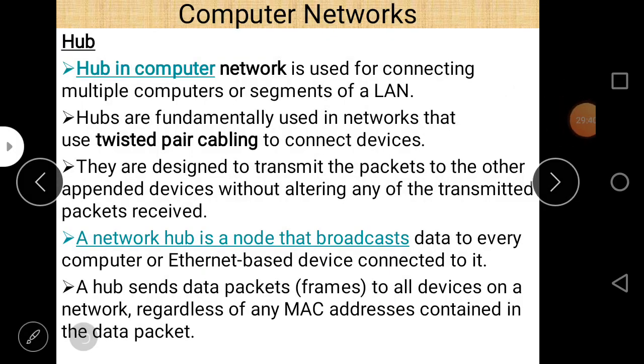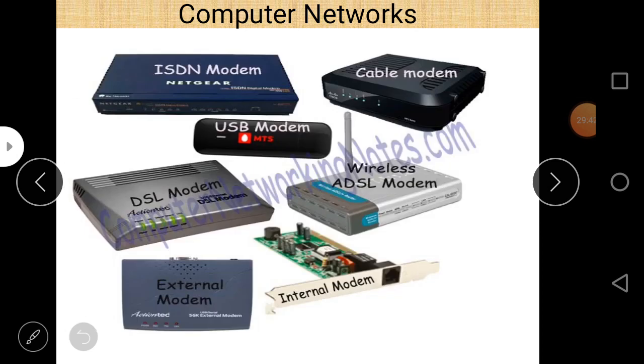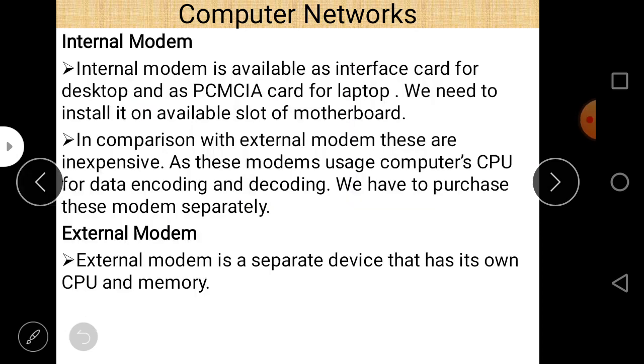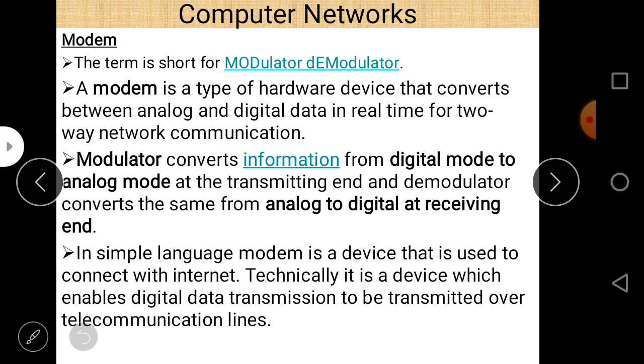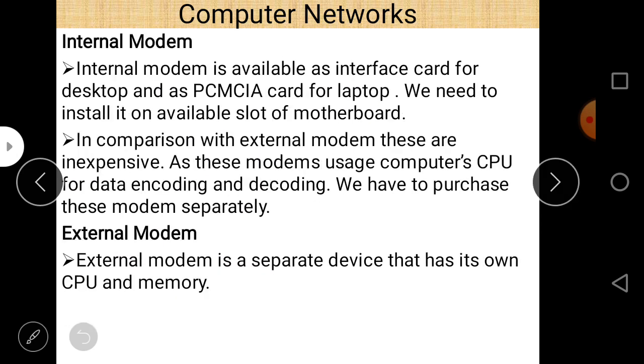And the other is the modem. I think it is a very common term. Modem basically refers to modulation, demodulation. Analog to digital conversion is called demodulation, and digital to analog conversion is called modulation. So the basic function of a modem is conversion of data from one form to another, and it is a network device. These are some important points.